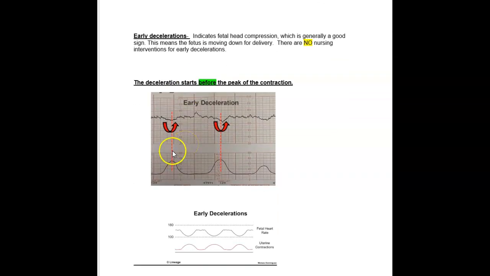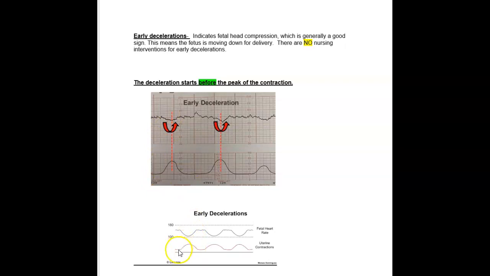Early decelerations. When we talk about decelerations, we're talking about at the peak of the contraction. So you can see these are the peaks. When you're looking at a strip, you always want to look at the peak of the contraction, and you want to see when did the deceleration start. Did it start before the peak of the contraction? And we can see that these did start before the peak of the contraction. So they actually mirror the contraction.